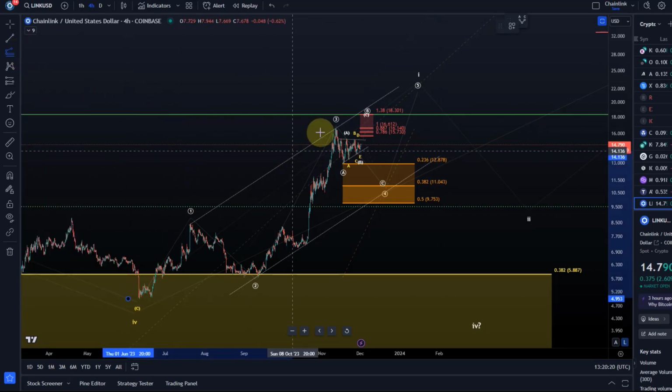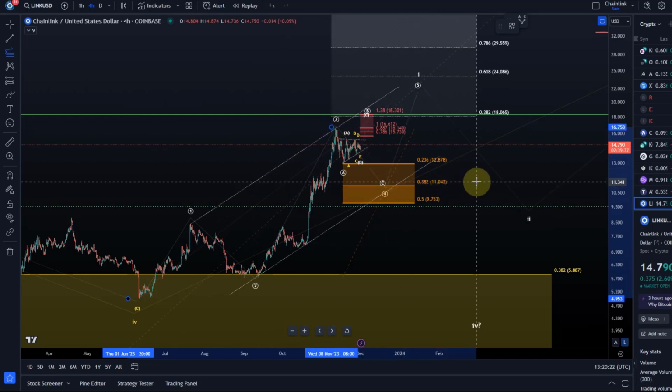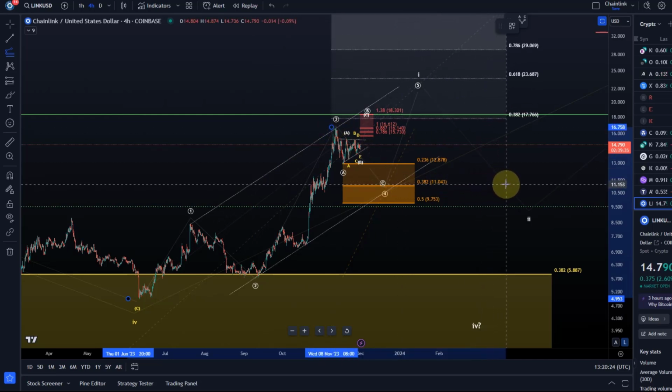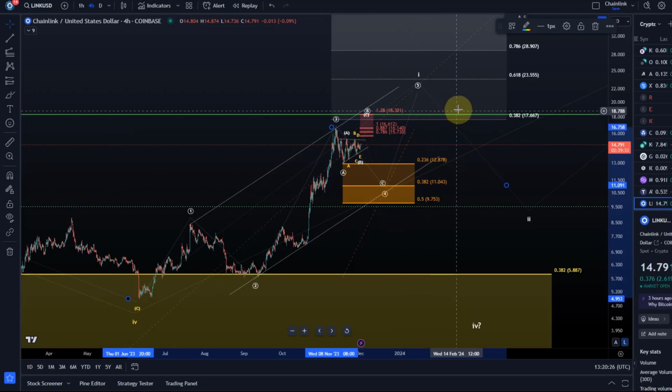What I can do is take the length of waves 1 through 3. Let's just assume we go down to the 38.2 retracement. Then you see here the 38.2 extension, which is the earliest target that I would normally call reliable, points to $17.60. But more frequently, in a crypto 5th wave, we see the 61.8 extension level triggered. That would be $23.50. So yeah, that's my update about LINK.